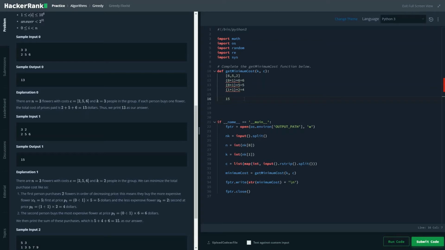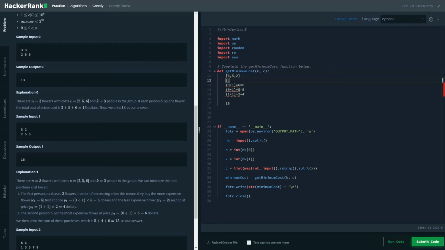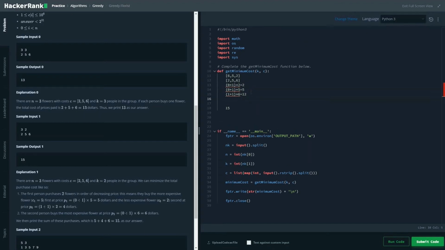But in case we reverse it and sort our array in ascending order, 2, 5, and 6, then this would be 2, 5, and this would become 12. So our total price would become 19, which would be a larger amount. So here we could understand that we have to sort our list in descending order.